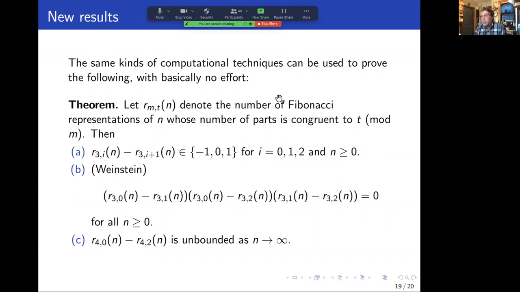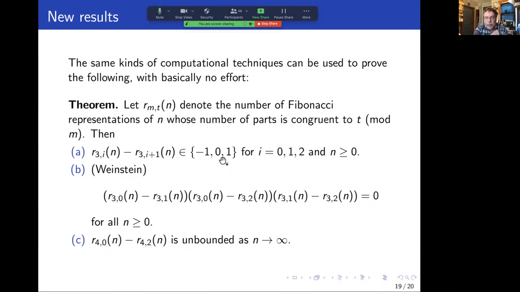And these are new results that weren't in the older papers. For example, instead of the number of even and odd Fibonacci representations, that is where the number of parts was congruent to 0 or 1 mod 2, you could define R_{m,t}(n) to be the number of Fibonacci representations whose number of parts is congruent to t mod m. And then you could look at 3 instead. And it turns out that if you look at R_{3,i}(n) minus R_{3,i+1}(n), then this again is either -1, 0, or 1. So this is a generalization of the result to modulo 3, whereas before we had it modulo 2.